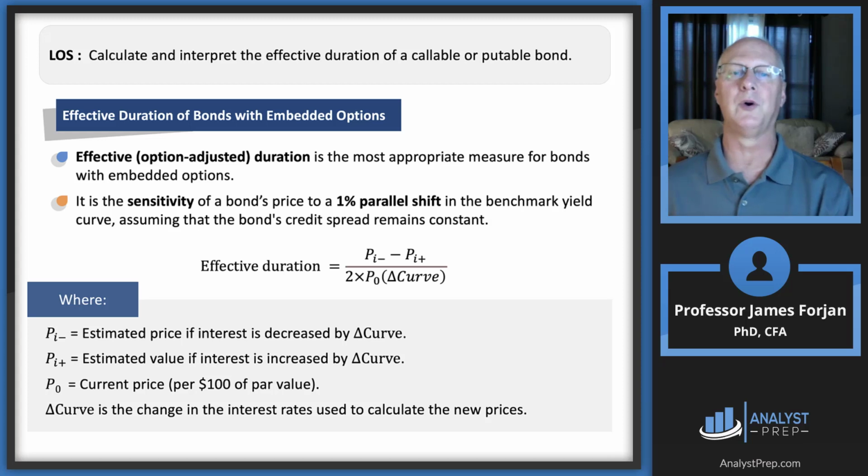And so all we're going to do in the numerator is say, what happens if the parallel shifts by 100 basis points up, what's the bond price? How about if 100 basis points down, what's the bond price? So it's the difference in estimated bond prices in the numerator based on a 1% increase or decrease in the yield curve. And then, of course, we need to standardize that. So we're going to divide it by 2 times the original price of the bond with the embedded option times the change in the yield curve.